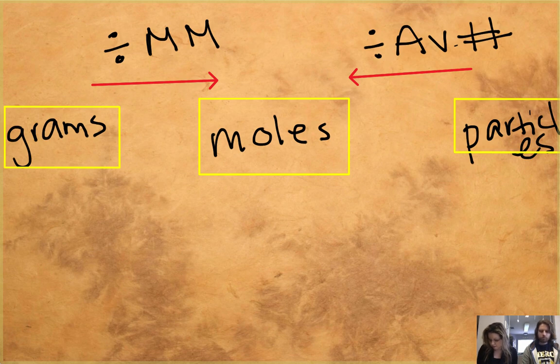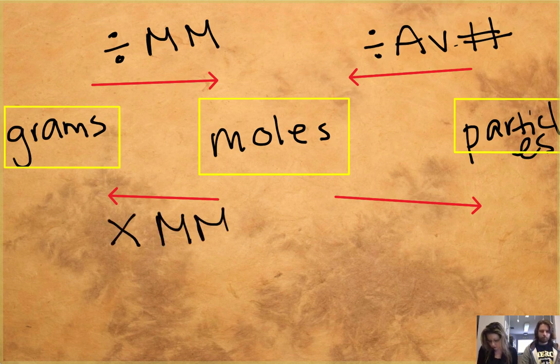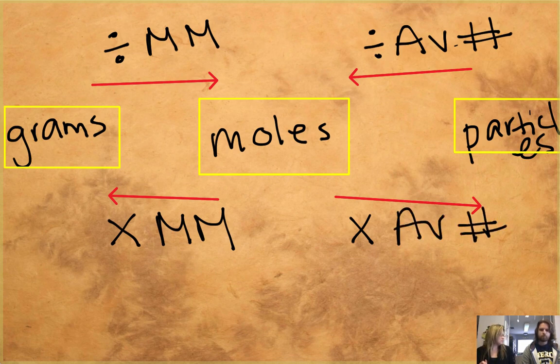Okay, so now if I'm not going to be dividing, what else would I be doing? Multiplying. So anytime you're going away from moles, you're multiplying by molar mass to get grams. That makes sense because if I know 1 mole has 10 grams, then if I had lots of moles, it's times 10. Okay, so if I'm going to particles, I'm multiplying by Avogadro's number. So if you remember this map, you'll never get into trouble. Okay, so now let's do some practice.